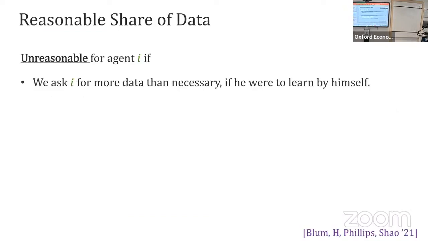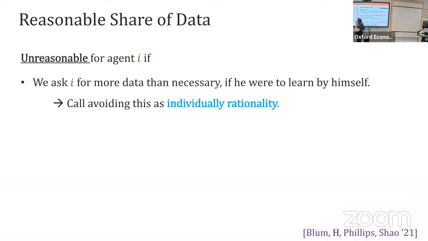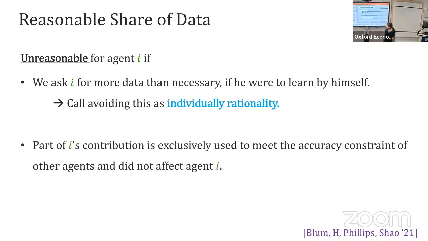What are two different ways of thinking about a reasonable or unreasonable share of data? I would call something unreasonable if I ask one agent to provide an amount of data, or data set size, that is more than what they would have needed to solve their problem independently without coming into a collaborative environment. This is the typical thing you call individual rationality for mechanisms. So the collaboration should never be more costly than individual solutions.